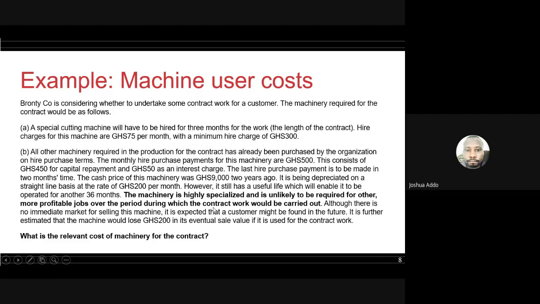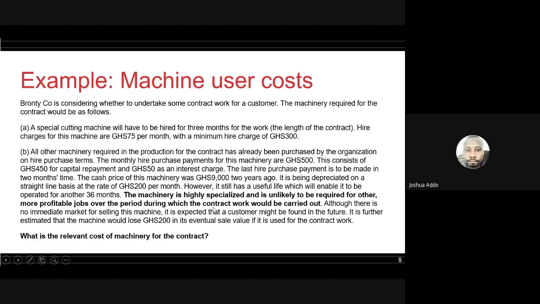Bronte Company is considering whether to undertake some contract work for a customer. And that is what makes it a future decision. The machinery required for the contract would be as follows. A special cutting machine will have to be hired for 3 months for the work. And the 3 months coincides with the length of the contract. You have to hire it.